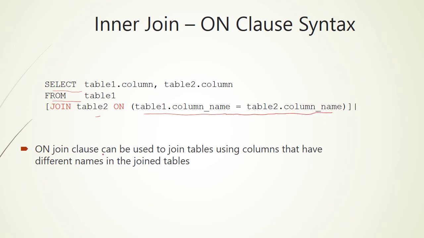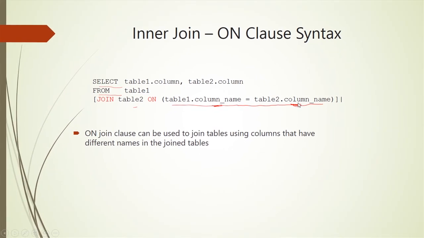The ON clause can be used to join tables using columns that have different names in the joined tables. So in natural join, Oracle will automatically pick up the columns that have the same name to do the join. In the USING clause, we can specify a common column name that exists on both tables, but here using the ON clause syntax, the column that is used to join or to link the tables together is not mandatory to have the same name. So the column here can have a different name than the column in the second table.